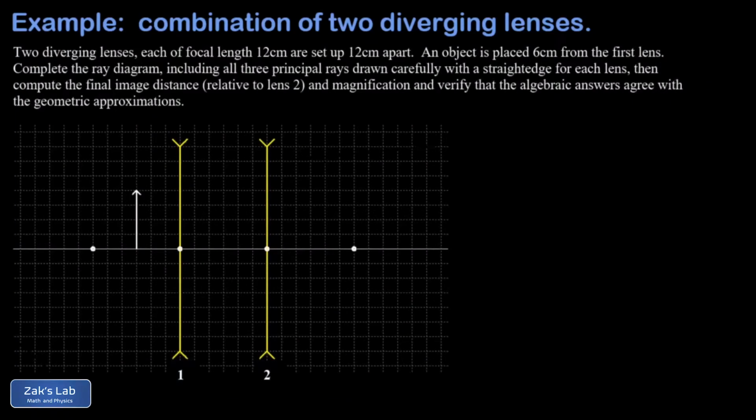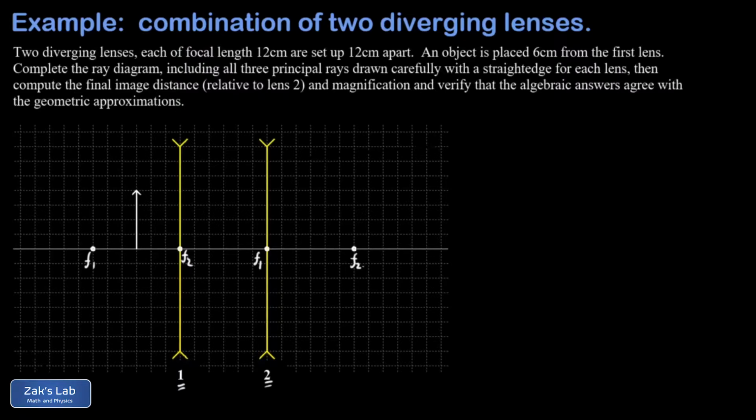In this problem, we're given two diverging lenses, and each of these lenses has a focal length of 12 centimeters. The lenses are also separated by 12 centimeters, and that means that two of the foci are landing on the lenses. So if I label all the foci with which lens they belong to, here's lens number 1 on the left, and there's one of its foci, and here's the other focus landing right on lens 2, and then the foci that belong to lens 2, well, one of them lands on lens 1, and the other one's to the right of lens 2. And we're placing an object 6 centimeters from lens 1.